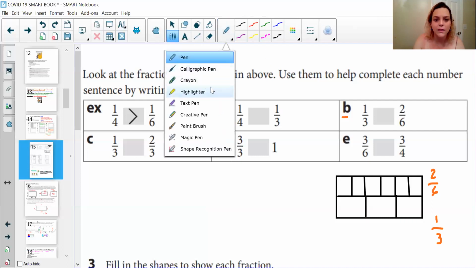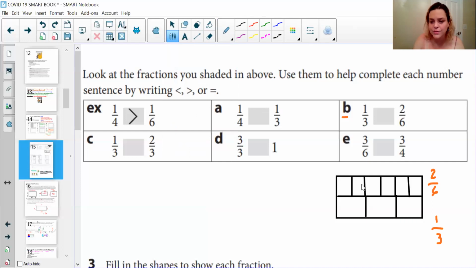So now I'm gonna shade both on top and on the bottom so I can compare. And then let's do a highlighter. Okay, so 2/6 would be the same as, not working. Hold on a second while that pulls up. I need a highlighter and it's not popping up right now.